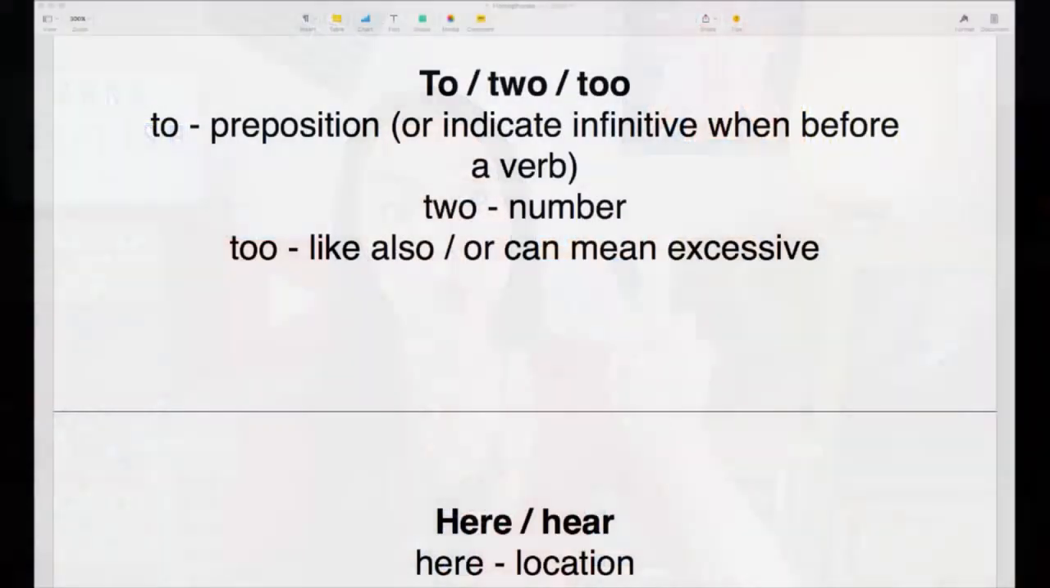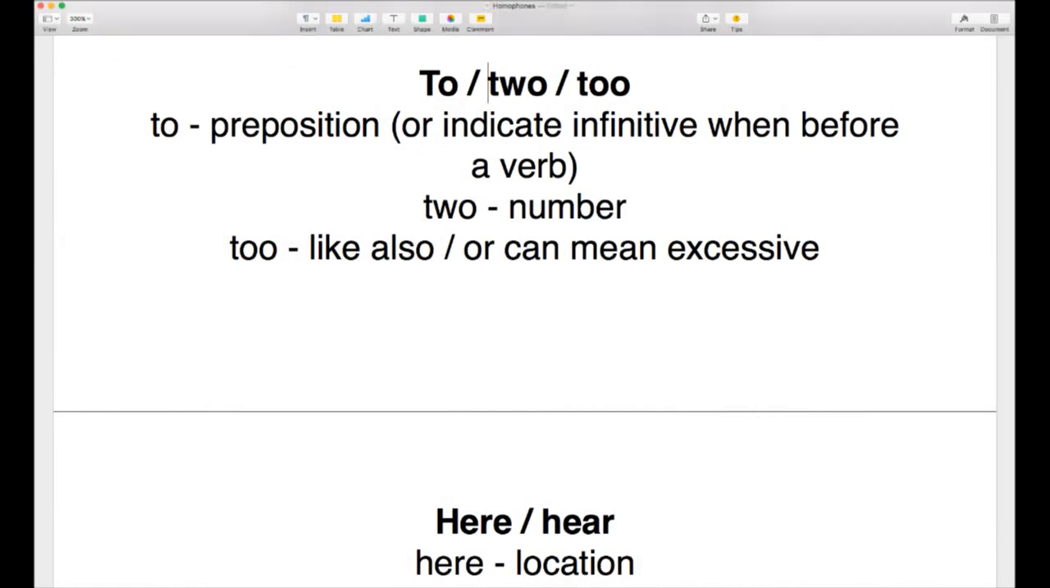And then we have the number two, spelt T-W-O, which is very, very easy. One, two, three. And then we have this one, which a lot of natives struggle with, in fact. So if you can learn to use this version of "too," then you are doing a lot better than many natives, I promise you. So "too" can be used like the word "also." So if I said to you, I really like cheese, you could say, yes, I do too.